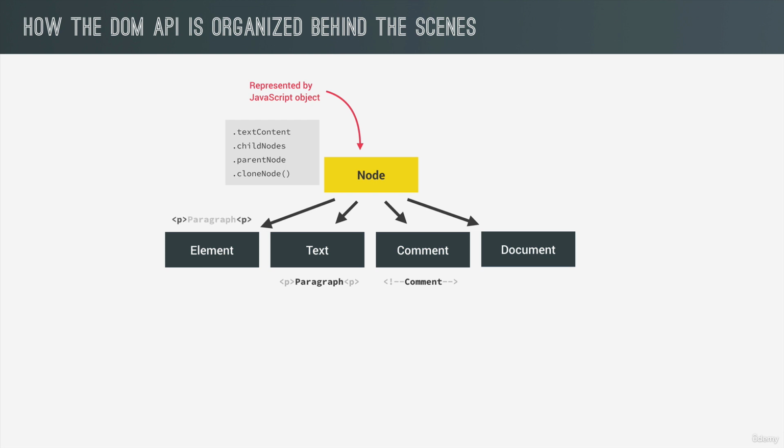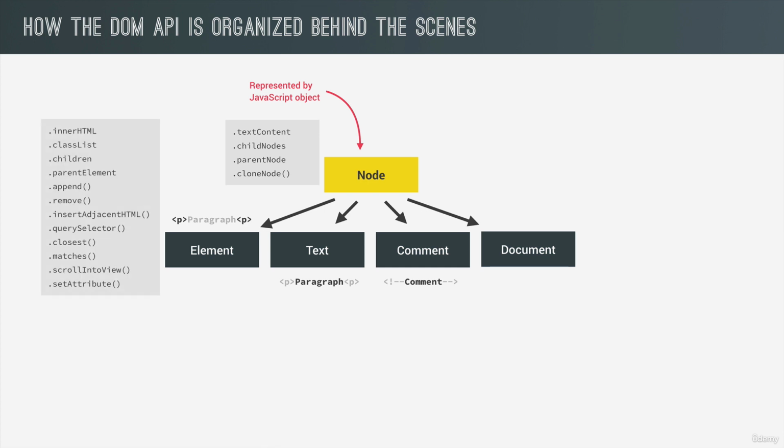Now, for the element itself, there is the Element type of node. And this type of node gives each HTML element access to a ton of useful properties, such as innerHTML, classList, children, or parentElement. There are also many useful methods, like append, remove, insertAdjacentHTML, querySelector, closest, and that's just to name a few. So again, each element will be represented internally as an object.